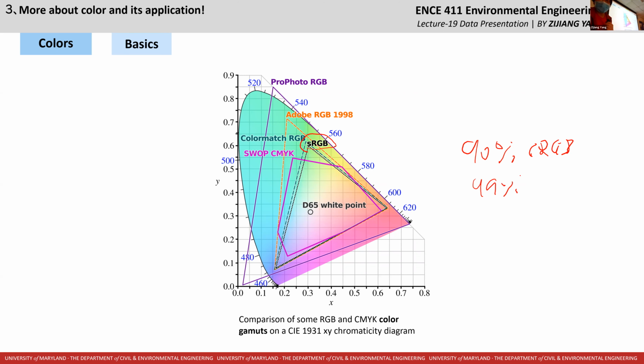sRGB represents standard RGB. That is the most frequently used color gamut in the world. Different screens have different color ranges, and usually a more expensive screen has a larger color gamut. Some of the professional screens may say they have Adobe RGB. So that is better.